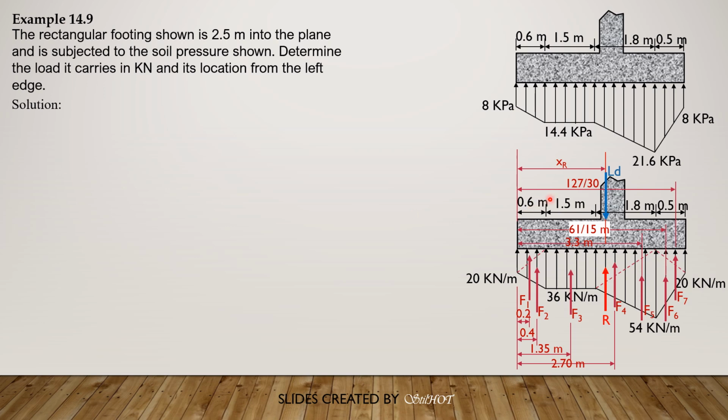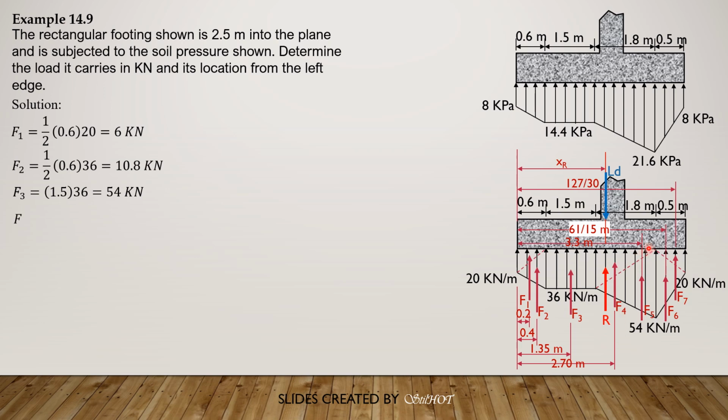So let's call that as LD, and its location from the left end is also the location of the resultant of this soil pressure from the left end, so X sub R. So F1 equals 1 half of 0.6 times 20, that would be 6 kilonewtons. F2 is 1 half of 0.6 times 36 is equal to 10.8 kilonewtons. F3 is 1.5 times 36. It is equal to 54 kilonewtons.